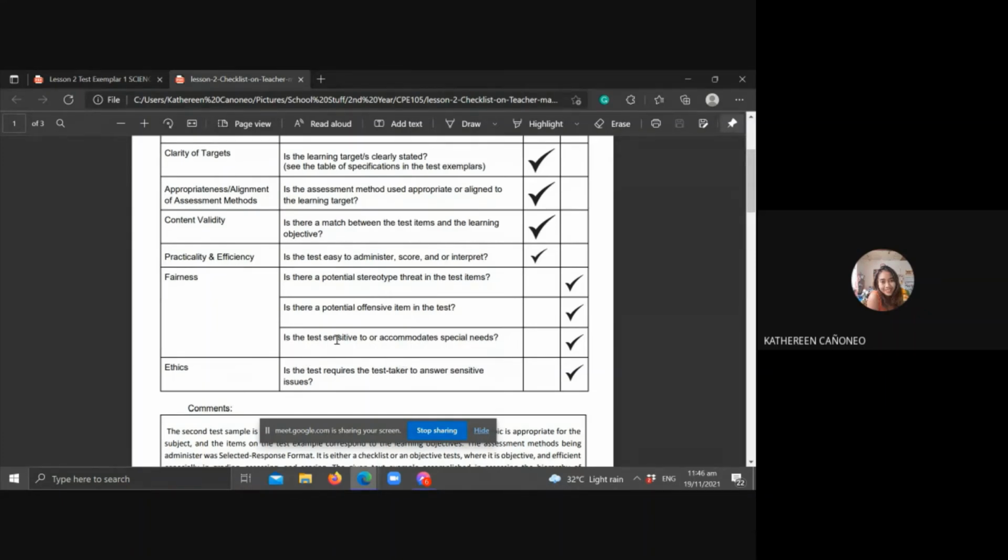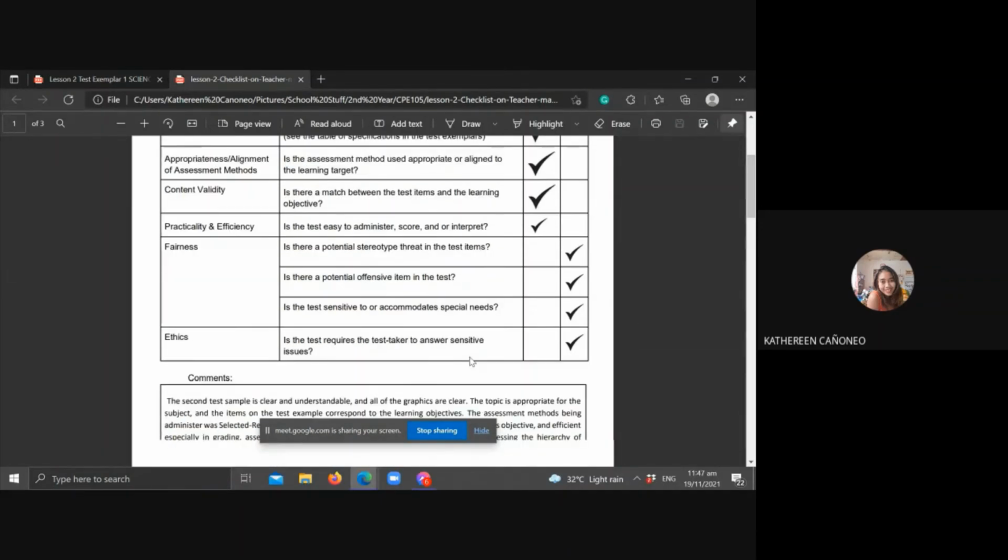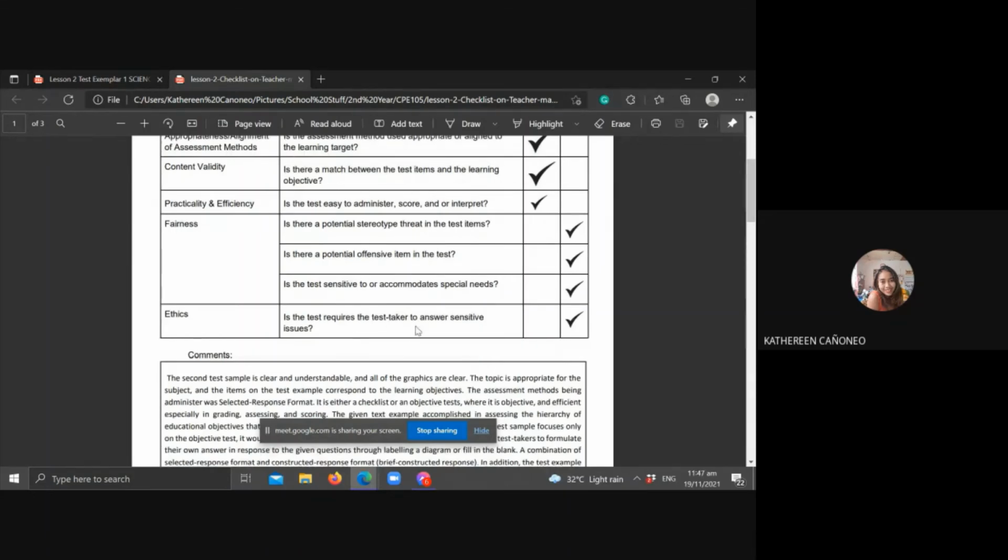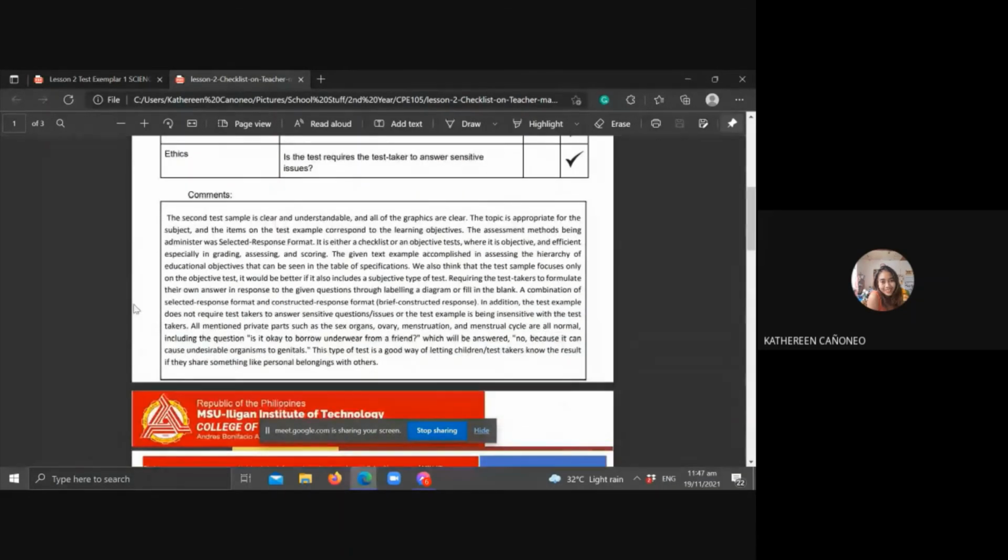Lastly, is the test sensitive to or accommodate special needs? We also answered no. Marami nakita nga sa items and the test exemplar nga need siya accommodate special needs, maybe during the taking the test, like pagbasa, or maybe some instructions nga not fully understand sa students based sa iyang capacity sa understanding. And then on the ethics, is the test requires the test taker to answer sensitive issues? We also answered no.